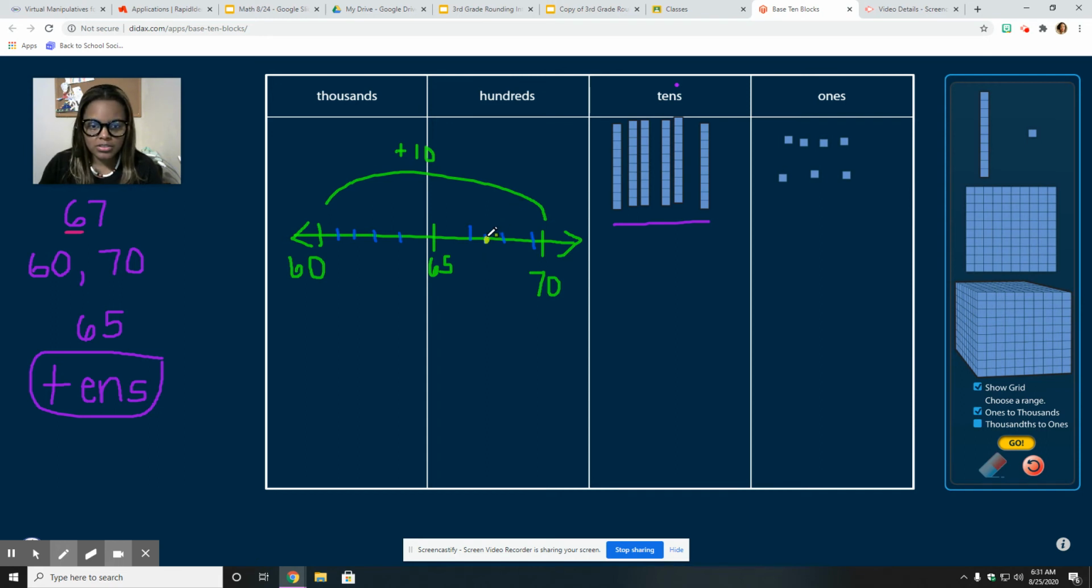So let's do it. So here's 67. Now let's count our jumps to the left. It's 1, 2, 3, 4, 5, 6, 7. So to the left is 7 jumps. Now let's count to the right. 1, 2, 3. Now to the right is 3. Which one has the least amount of jumps? To the right has the least amount of jumps. So 67 rounded to the nearest 10 is 70. Good job.